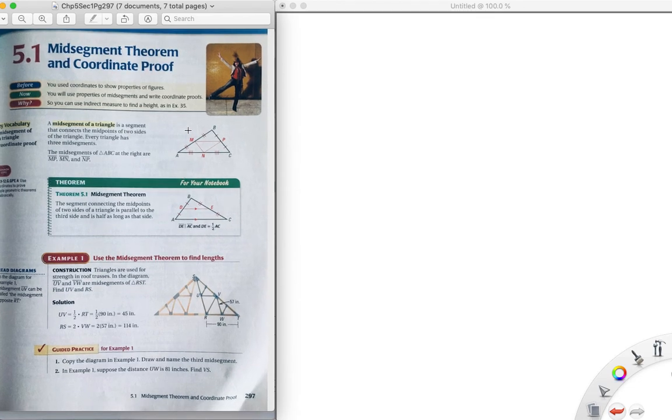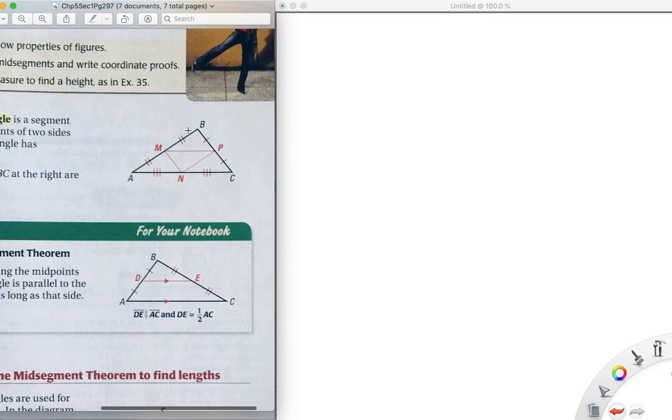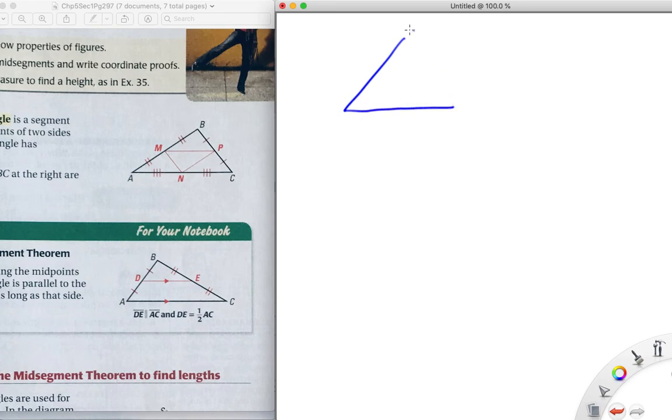So we have a triangle ABC. Of side AB, we have this point that's exactly in the middle, the midpoint, and we're going to call that point M. Of side BC, we have the midpoint, which is point P, and of side AC, we have the midpoint, which is point N.